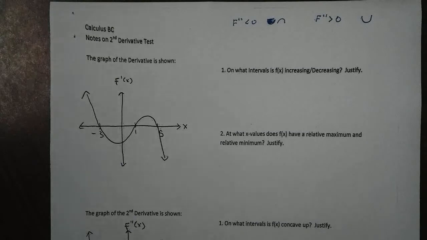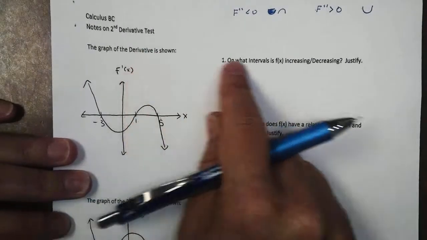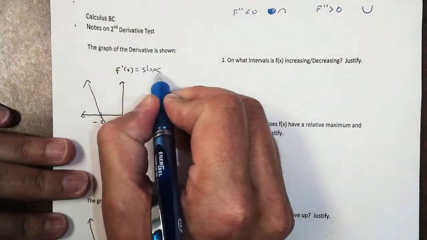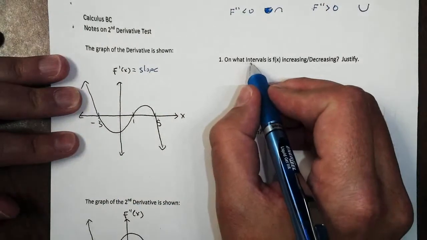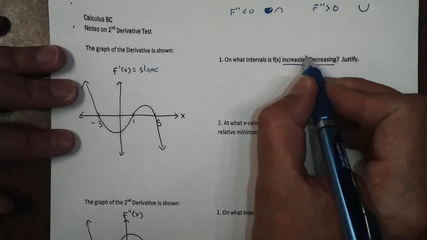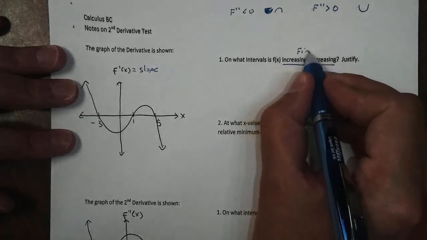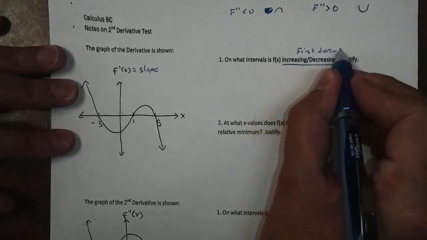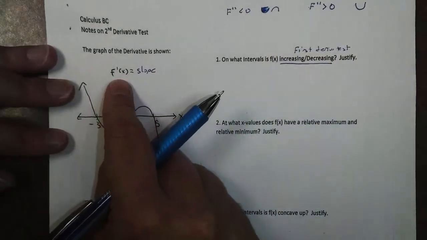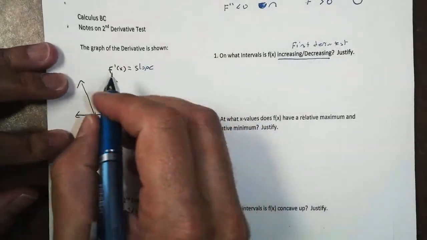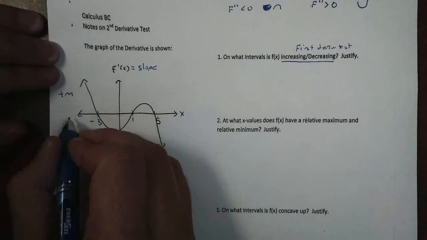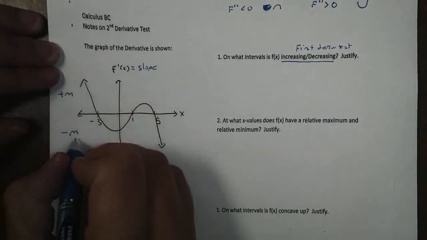So we're given the graph of a derivative. Remember, this is my slope graph, and we're asked on what intervals the function is increasing or decreasing. So we know that this is our first derivative test, from a couple days ago. Since this is the graph of our derivative, anything above the x-axis is a positive slope, anything below the x-axis is a negative slope.